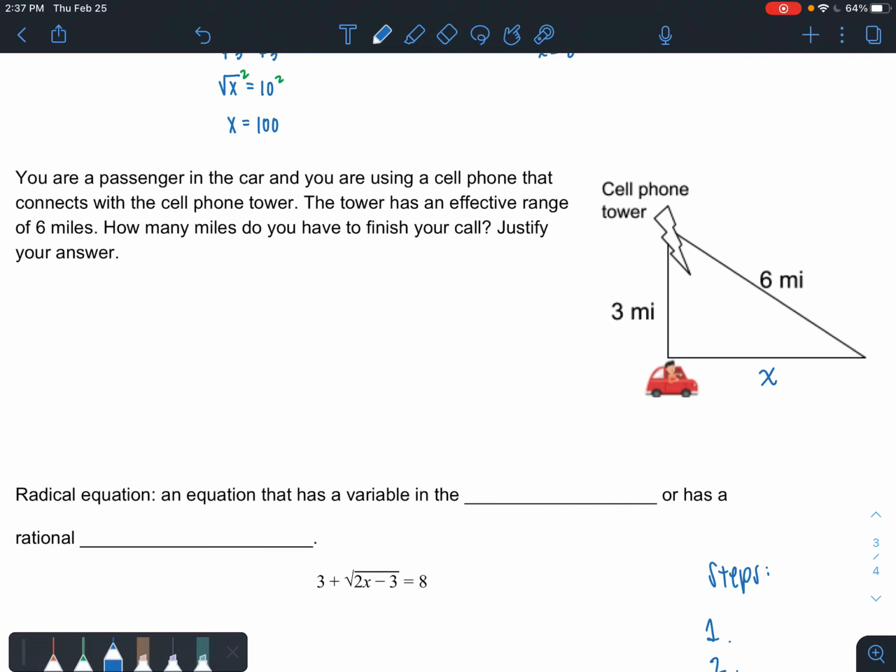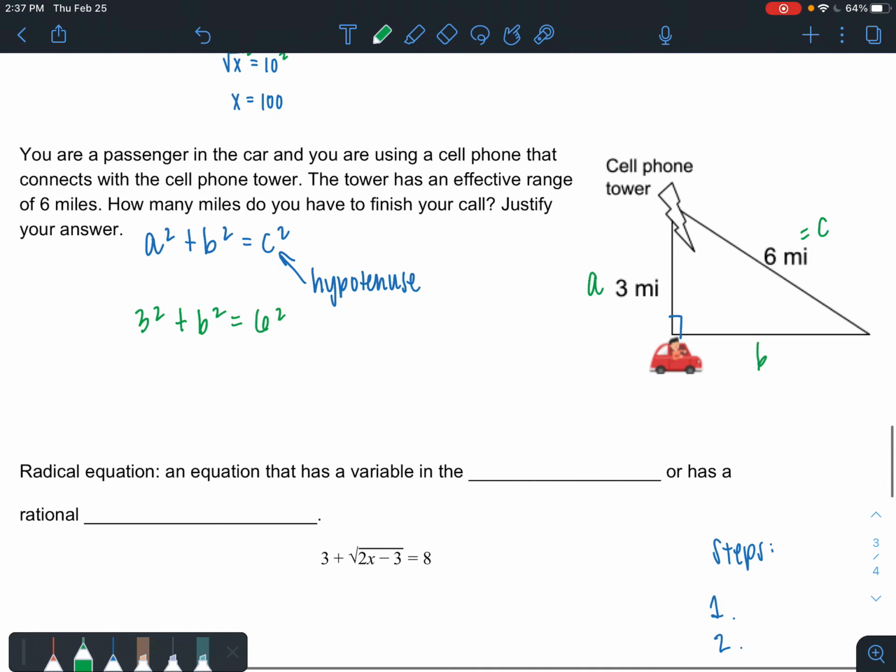We'll call it x. And if you remember the Pythagorean theorem, a squared plus b squared equals c squared, where c is the hypotenuse, which is across from your 90-degree angle, then you can solve for that. So we'll call this our A. We'll actually change this to B. And then we'll call this our C. So we have 3 squared plus B squared equals 6 squared.